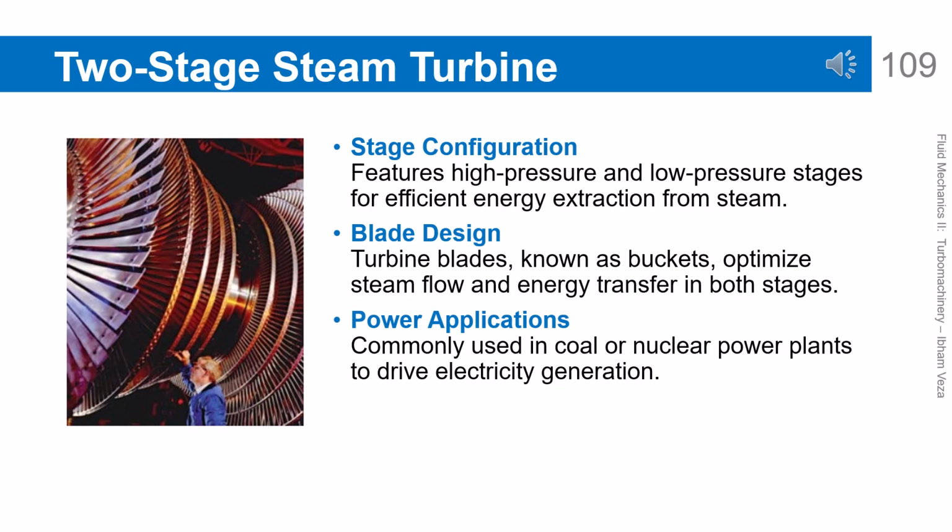Two-stage steam turbine overview. This two-stage steam turbine consists of high-pressure and low-pressure stages to extract energy step by step from steam. Each stage has blades designed to guide and accelerate the steam flow optimally. The staged arrangement allows more efficient use of steam energy than a single stage. Such systems are common in steam power plants. The staged concept reduces losses and increases overall efficiency.